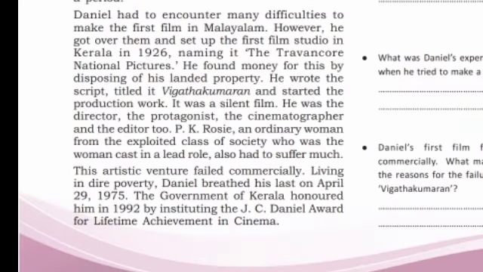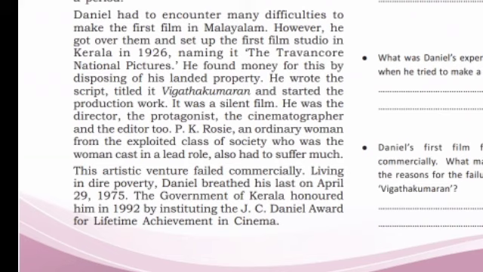Daniel had to encounter many difficulties to make the first film in Malayalam. However, he got over them and set up the first film studio in Kerala in 1926, naming it the Travancore National Pictures. He found money for this by disposing of his landed property. He wrote the script, titled it Vigatakumaran, and started the production work. It was a silent film. He was the director, the protagonist, the cinematographer, and the editor too.